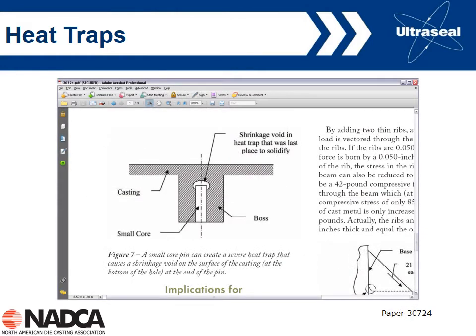And then core pins too. Core pins can also create heat traps. Shown here is a classic example where we're often adding cores. We want to try and remove metal and remove heat from a thick section of the casting with the goal of trying to reduce porosity. Well, in some cases it can backfire on us.